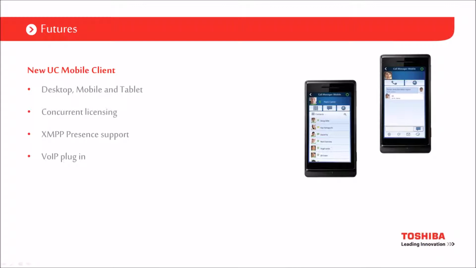When you're out and about, it'll use your smartphone. When you come into the office, you can use your PC-based one to log in, and you wouldn't use your smartphone one, obviously. Or you might decide just to use your mobile in the office on Wi-Fi and stay on the UC Mobile client. One of the key things is that it's going to have XMPP presence support.